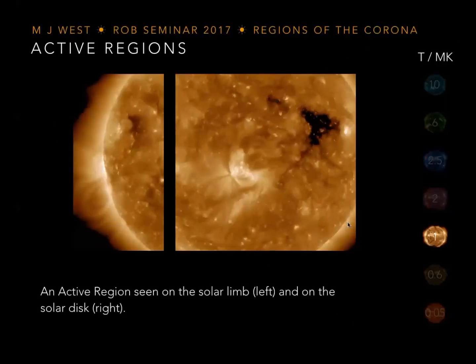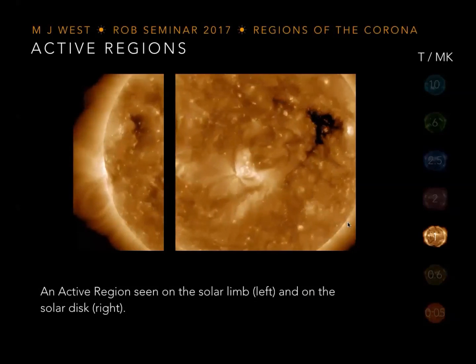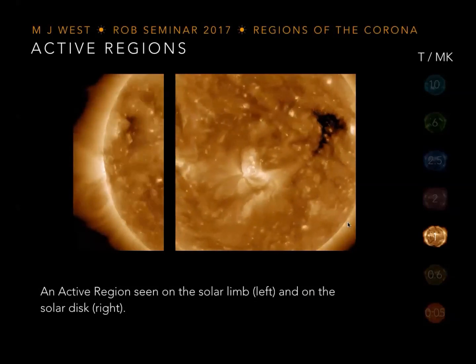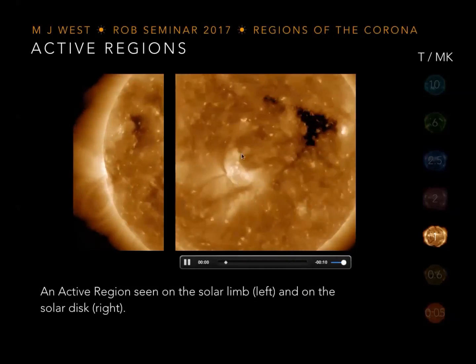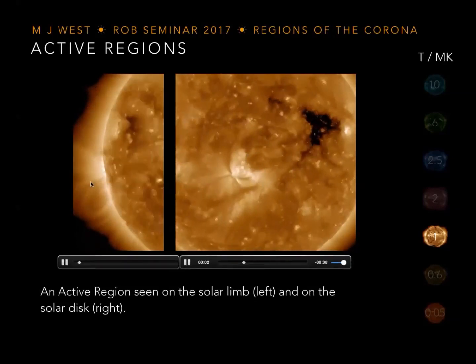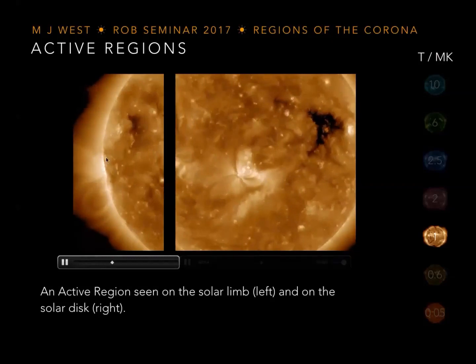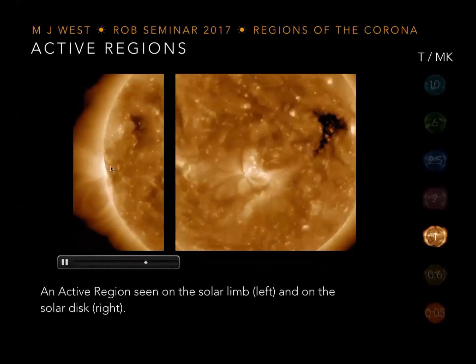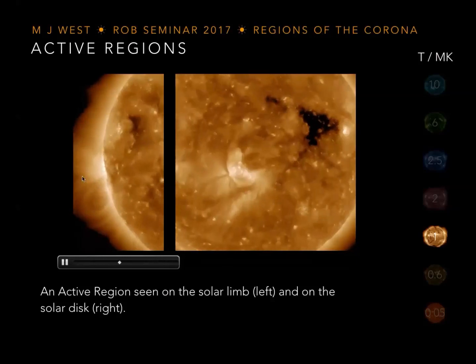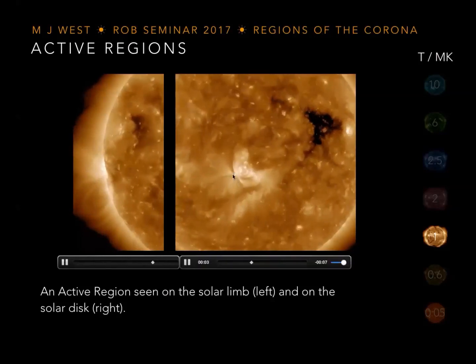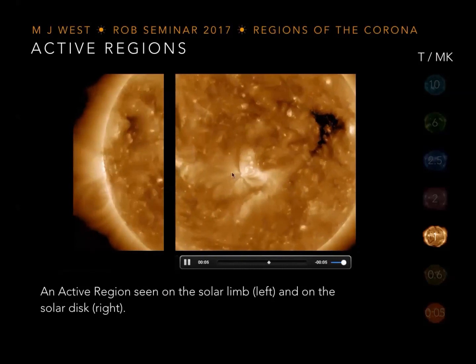I've just taken a movie here of this active region. I think this is from last week and a few days earlier. So here we can see the active region on the disk, and from a few days earlier, this is what it looked like when it was on the limb. Sorry, it's down here. You can make out some of these loop structures here and over here as well.